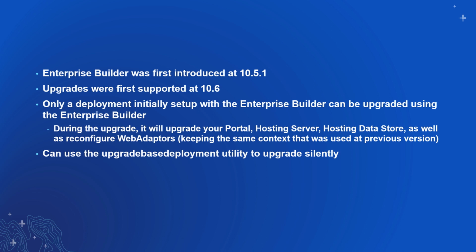The big caveat with this one is you can only upgrade using Enterprise Builder if the deployment was installed with Enterprise Builder. So it has to be Enterprise Builder to Enterprise Builder. If you have made changes, like you wanted to put the web adapter on a different machine, so you uninstalled the web adapters, installed them somewhere else and reconfigured them, you can't upgrade using it. The web adapters are not on that machine anymore, and all the configuration files that Builder wrote are no longer valid. It also has an upgrade-based deployment utility, so if you wanted to script the upgrade, not only can you silently install it, you can silently do the upgrade as well.